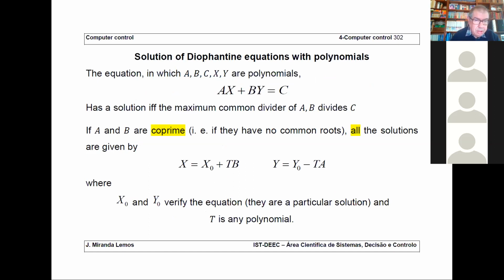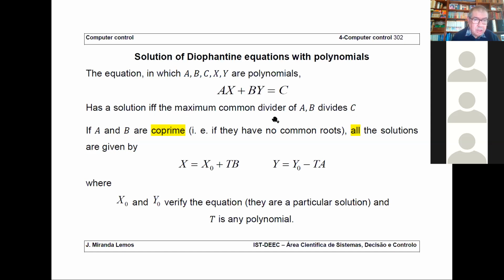Now, this is the most important result. Go back to the Diophantine equation in polynomials. The Diophantine equation AX plus BY equal to C has a solution if and only if, and this is not a misprint, it's if and only if, the maximum common divisor of A and B divides C. So the maximum common divisor of the coefficients on the left, which are polynomials, exactly divides C.